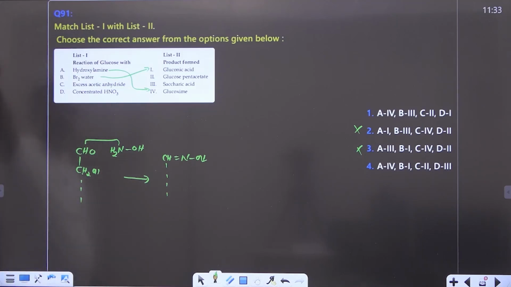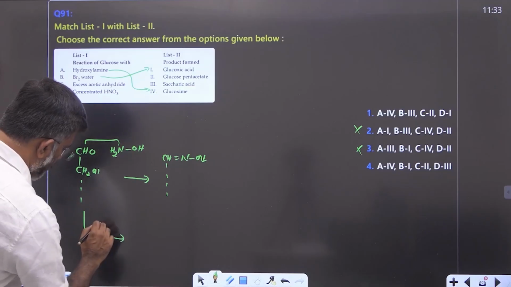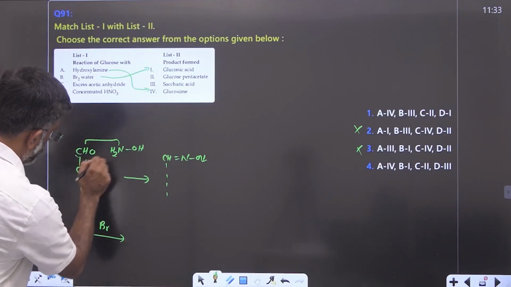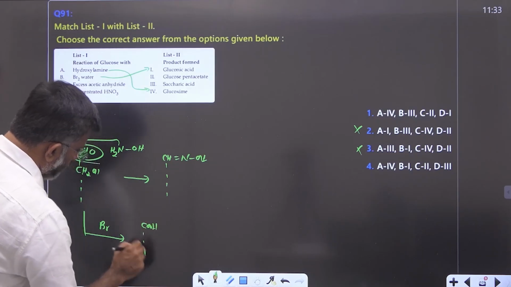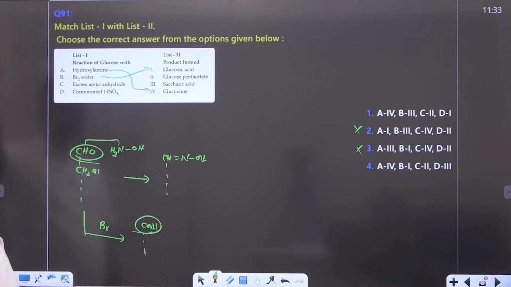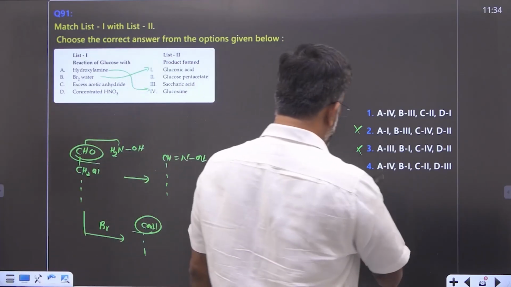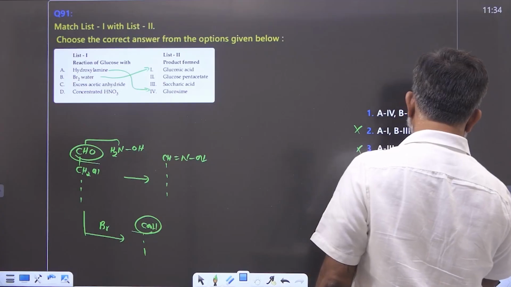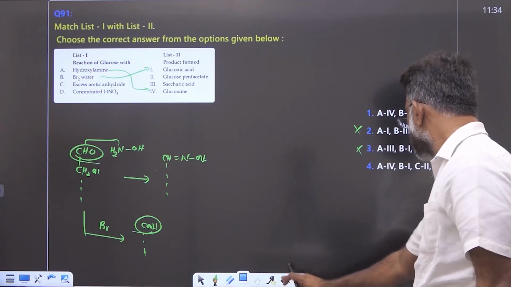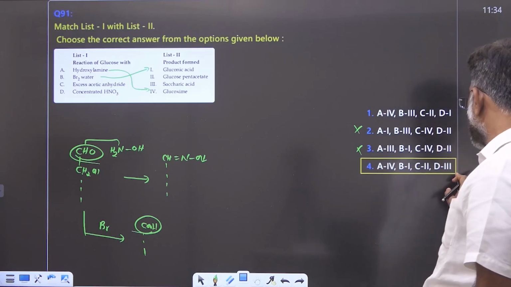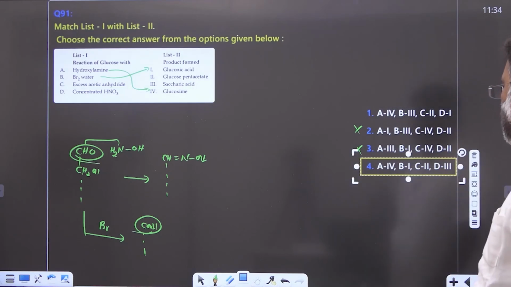Now bromine water. Glucose with the bromine water, you get gluconic acid. This group will be converted to COOH, called gluconic acid. So B with 1. A and B will take you to the answer: A4, B1. What about C, D?